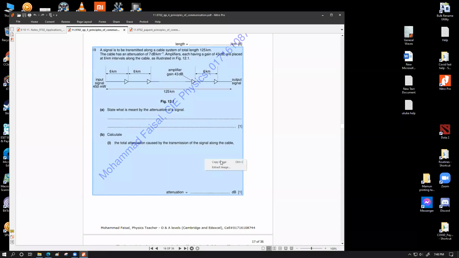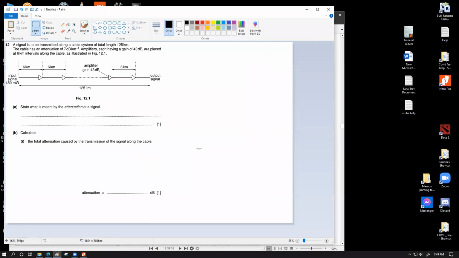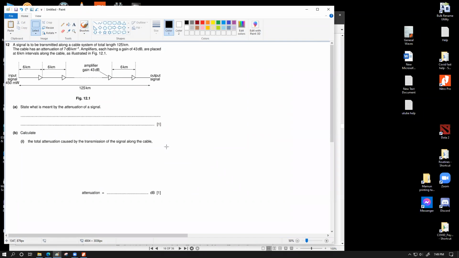How much is this gonna be? 125 into 7 gives you how much? 875, I think. 125 into 7 gives you how much? My calculator, if I see. 125 into 7. Can you do 125 into 7? If you don't understand the logic, then you ask me. But if you are good, then we'll move on. If you have questions, please feel free to share. Total attenuation, sir.